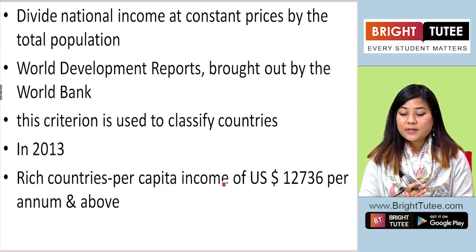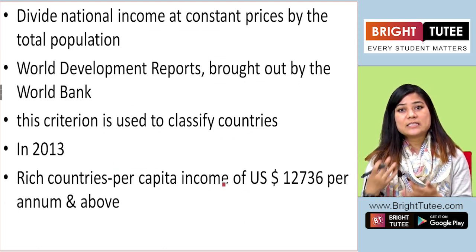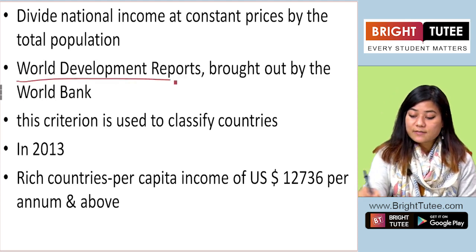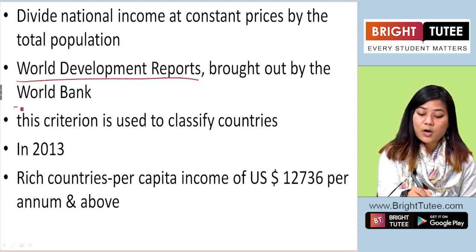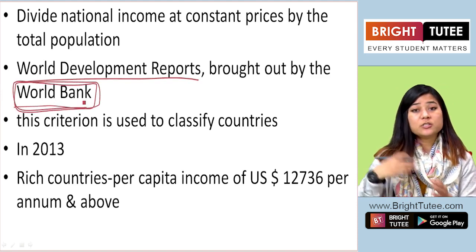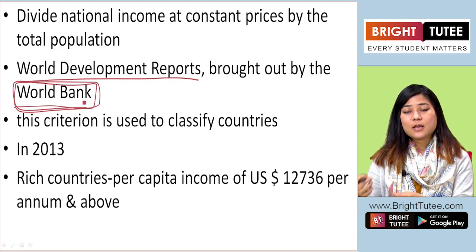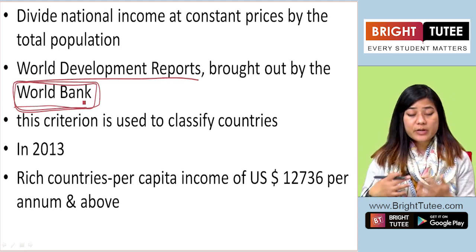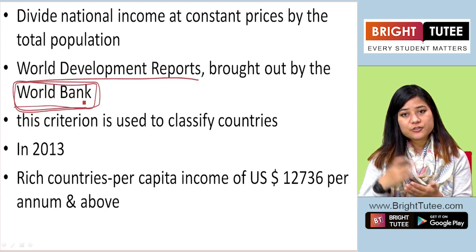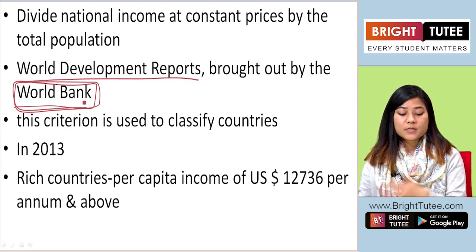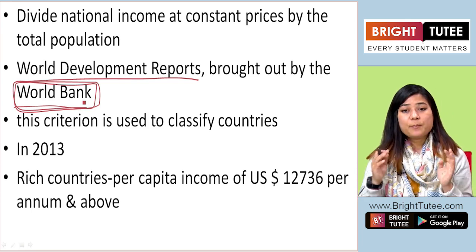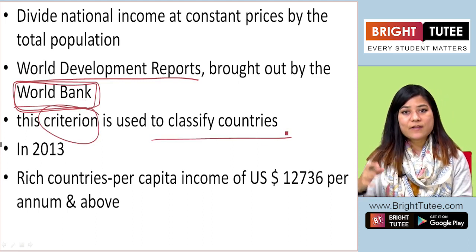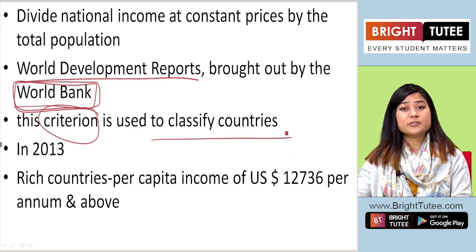Now the World Development Reports are brought out, by which we can see the economic development of different countries. The World Development Reports are brought out by the World Bank, the organization which is responsible for examining the economic development of all the countries in the world. In order to bring out this report, by which we can understand which country is developed and which country is underdeveloped, the World Bank uses per capita income as one of the criteria to classify the countries according to their respective development.